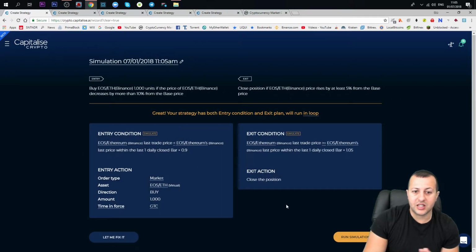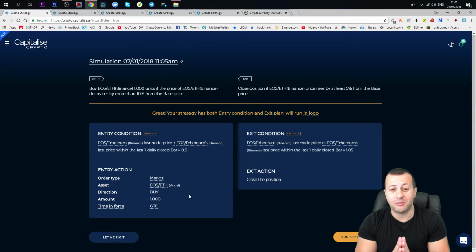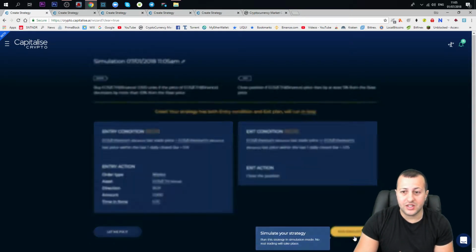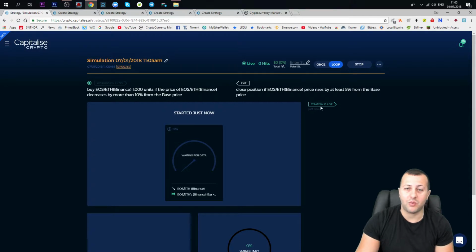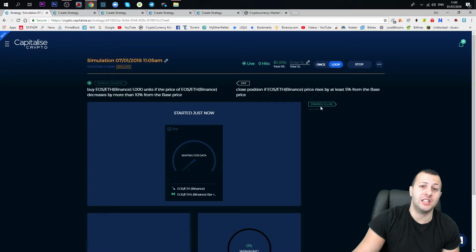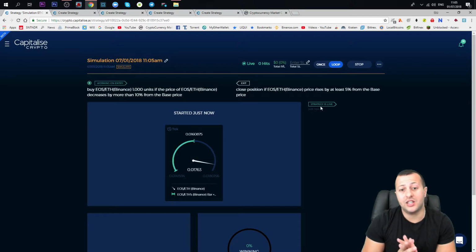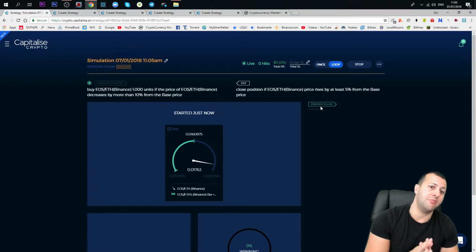So that's it. Those are my conditions. I'm going to run the simulation from now on, right? Once I connect my Binance to this and I run this, from there on it's going to keep doing the same thing, buying 1000 units of EOS if it decreases by more than 10%, and it's going to be selling at over 5% profit all day long.